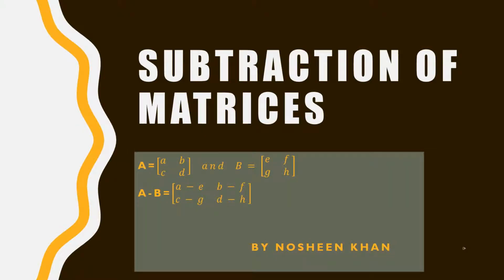Subtraction of matrices. Here I have two matrices. The first matrix is A is equal to A, B, C, D, and the second matrix is B is equal to E, F, G, H. Now A minus B: the first entry of the first row of the first matrix is A, and minus the first entry of the first row of the second matrix B, which is E. Similarly, B minus F, C minus G, and D minus H.